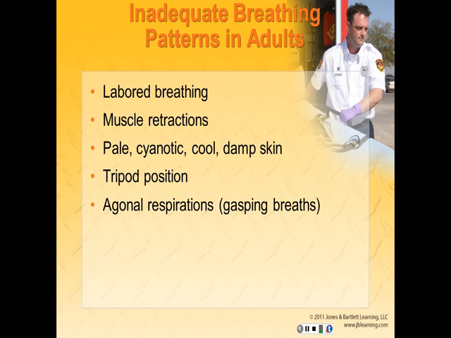Inadequate breathing in adults appears in the following ways. The patient may experience labored breathing. This requires effort and may involve accessory muscle use. Breath sounds may actually be diminished or absent. Muscle retractions above the clavicles, between the ribs, and below the rib cage, especially seen in children. The skin may be pale or cyanotic, which is a blue discoloration, and it can also be cool, damp, or clammy. The patient may be in the tripod position, which is leaning forward on arms that are outstretched. And then there may be agonal respirations, which are gasping breaths that do not support life.